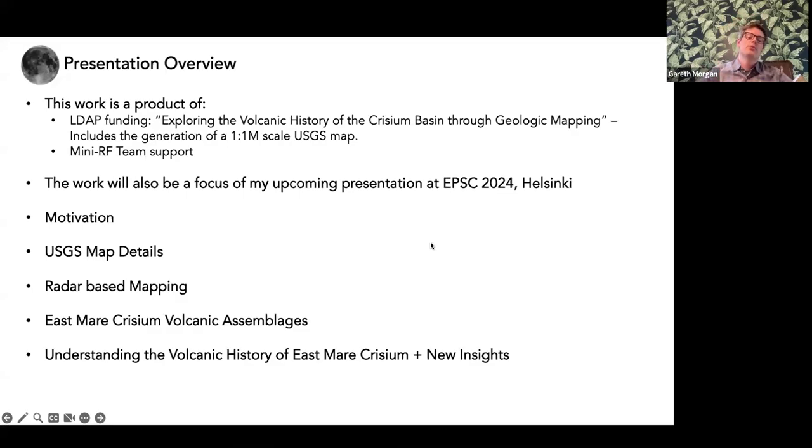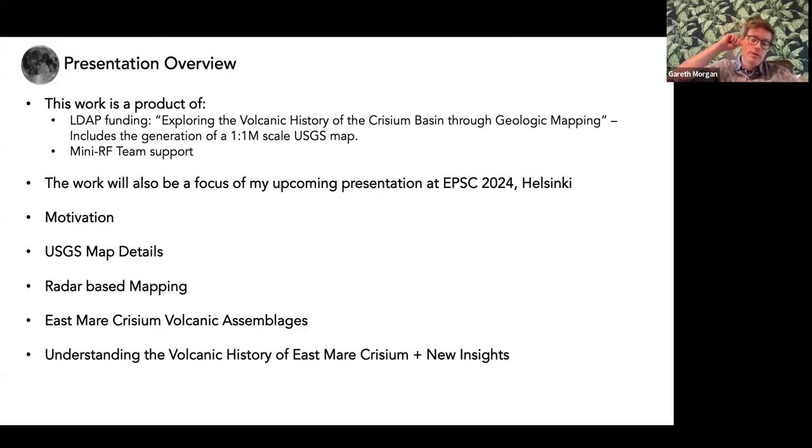Okay, presentation overview. This work is a combination of funding from an LDAP I have, exploring the volcanic history of Crisium Basin through geological mapping, and we just began the third year of that. It is a 4-year project to produce a 1 to 1 million scale USGS map of the Crisium region. But also, being an LDAP rather than a PDOT, there is a scientific component, and particularly we are using the map as a driver to look at the various volcanic assemblages that are present in this basin, some of which I'll talk about today.